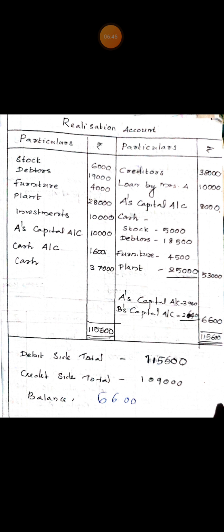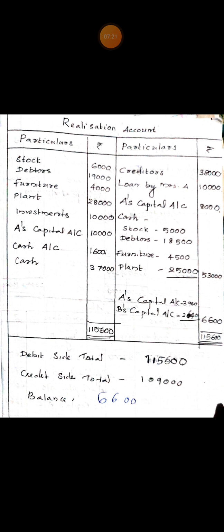Next, third adjustment, expenses of realization came to rupees 1,600. Expenses of realization, realization account debit side, cash account 1,600. Then creditors agreed to accept 37,000 in full settlement of their claims. Payment to creditors, realization account, debit side, cash 37,000. Next, balancing of realization account.